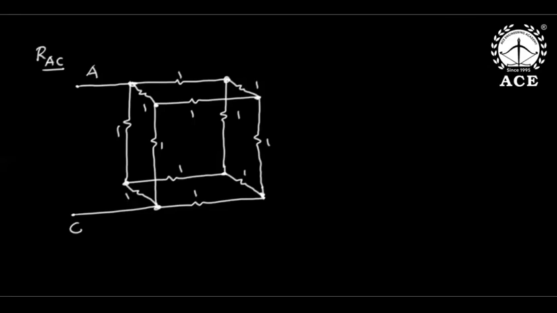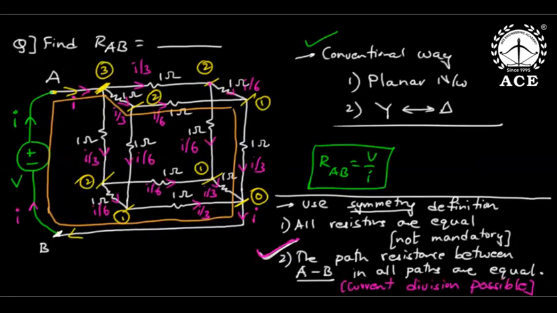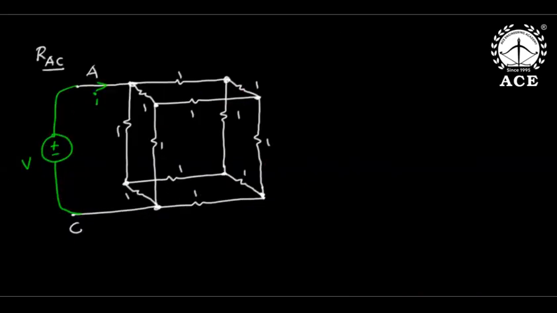First, I will try to apply Ohm's law. Suppose you try to apply Ohm's law by giving voltage and finding current. Is the path resistance between AC in all paths equal? Here it is not equal. In the RAB case, the path resistance between A and B in all paths was equal, so current divided into 3 equal branches. But here the path resistance between AC in all paths is not equal, because this is one of the shortest paths and this is the longest path.